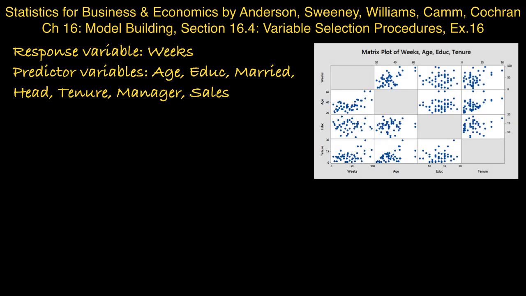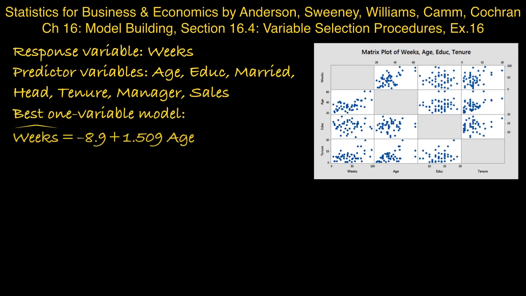Here's a matrix plot for the quantitative variables, just so we can get a quick look at the data. Develop the best one variable estimated regression equation. So it turns out that the best one variable model has age as the independent variable.